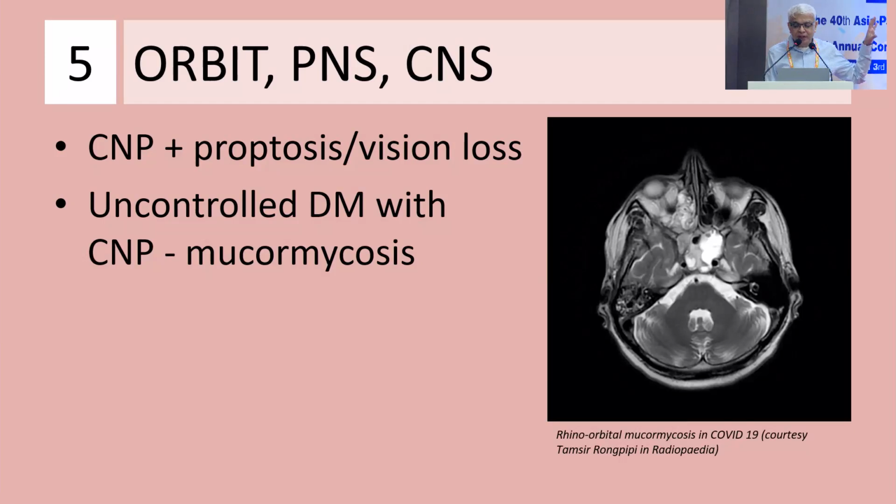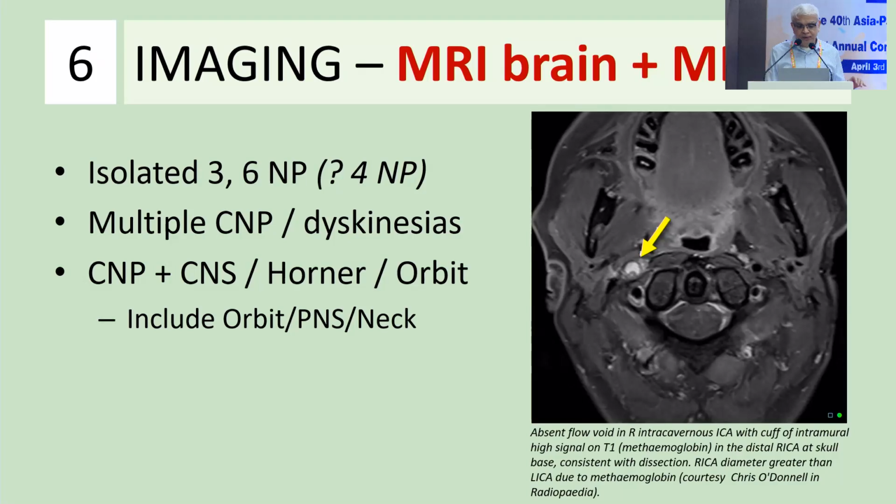Orbit, PNS and central nervous system. So please remember, uncontrolled diabetes mellitus in cranial nerve palsy. Do not forget the possibility of mucor. Imaging, everyone knows MRI with MR angiography is important. I would definitely do it for any case of third nerve palsy or isolated sixth nerve palsy. Fourth nerve, depending on the history, I reserve my judgment there.